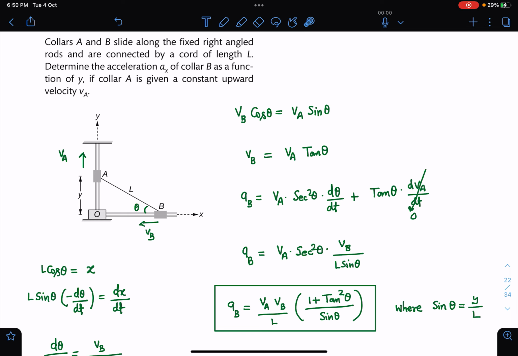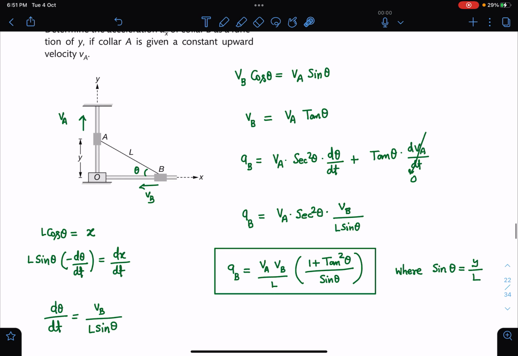Now if I differentiate this, VA sec square theta d theta by dt, and this will become tan theta times dVA by dt. But here dVA by dt is 0 because A is moving with constant velocity. So acceleration of B we are getting in this form, VA VB sec square theta by L sin theta. So now we need to calculate this d theta by dt value. So easily I can find out from here, this x is L cos theta, differentiate this, and we are going to get L sin theta times minus d theta by dt is equal to dx by dt.